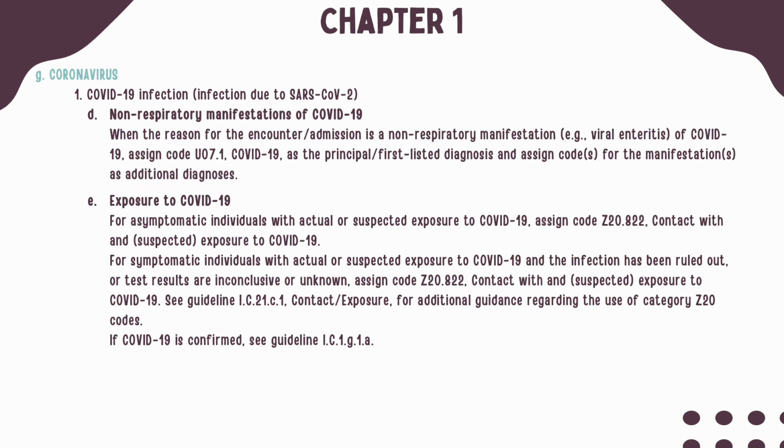If the patient presents with a non-respiratory infection or manifestation, such as viral enteritis, you will assign code U07.1, followed by the code for the manifestation as additional diagnoses. If the patient is asymptomatic and there is exposure or suspected exposure of COVID and there is no confirmed test result, code Z20.822 should be assigned. If there is a confirmed case of COVID-19, you will refer to the previous guideline for coding confirmed cases.